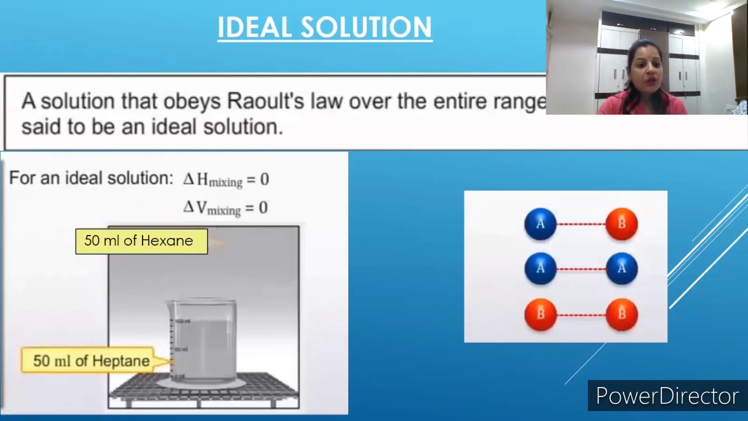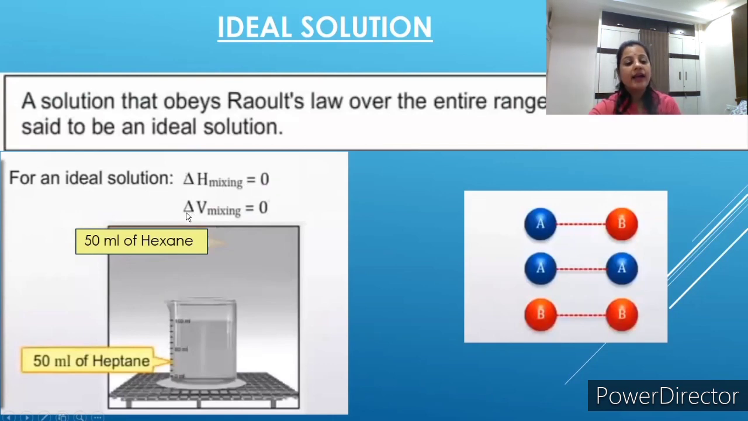Now, what does this mean? Delta H mixing should be 0. Delta H is nothing but the enthalpy, and enthalpy is nothing but heat content. Whenever we are mixing the two solutions, whether we talk about an exothermic or endothermic reaction, there should not be any heat exchange between the system and the surrounding. The temperature of the solution should remain constant. Delta H of mixing should be equal to 0.